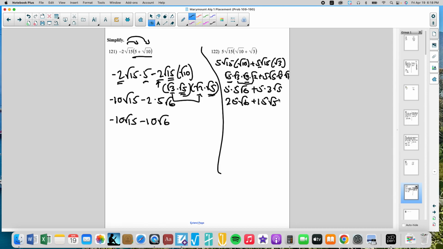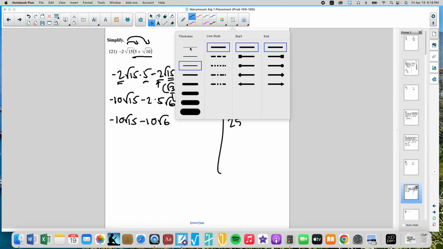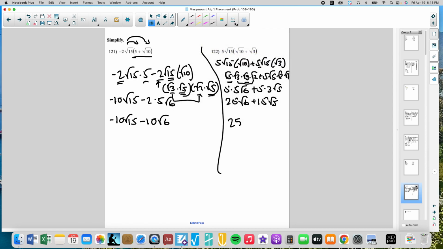Here's the unfortunate thing about this workspace, this work tablet, is that my handwriting is not as crisp. Oh, I forgot about this. Let's see if we can make it crisp now. I forgot to do this earlier. Sorry. 25 rad 6 plus 15 rad 5. Yeah, a little bit better.